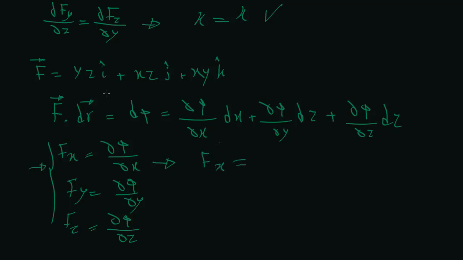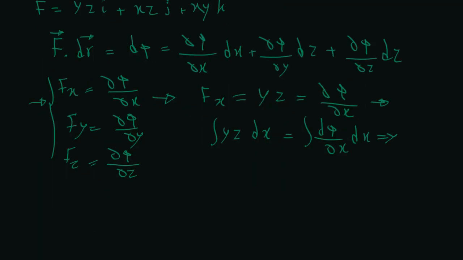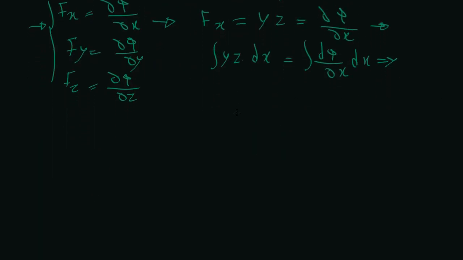Fx, which here is equal to yz, is equal to the derivative of phi with respect to x. So from here, if we integrate both sides of this equation with respect to x, we get the integral of yz dx is equal to the integral of the derivative of phi with respect to x dx. So from the left hand side of the equation, we get xyz plus a constant.